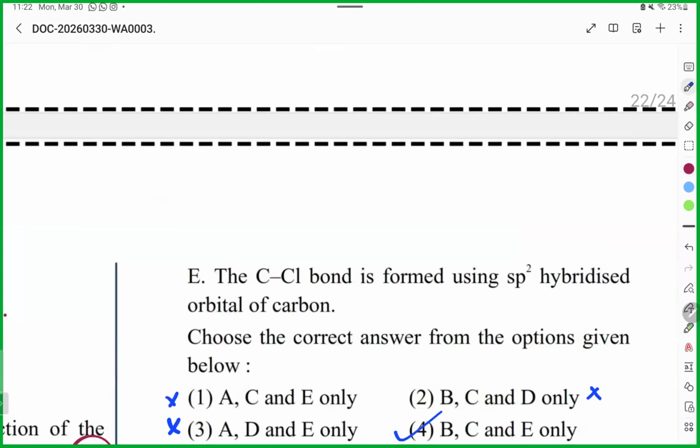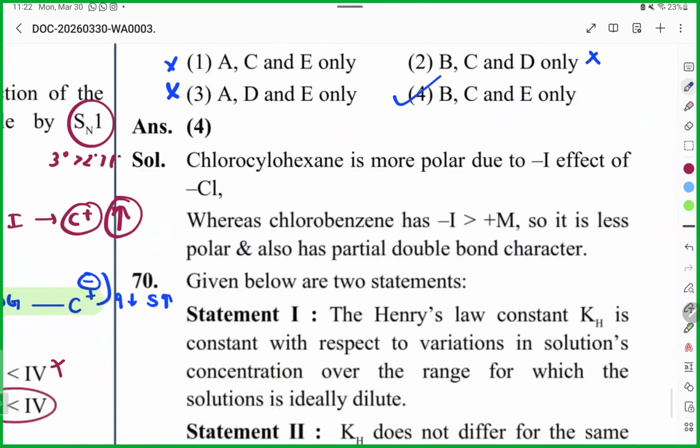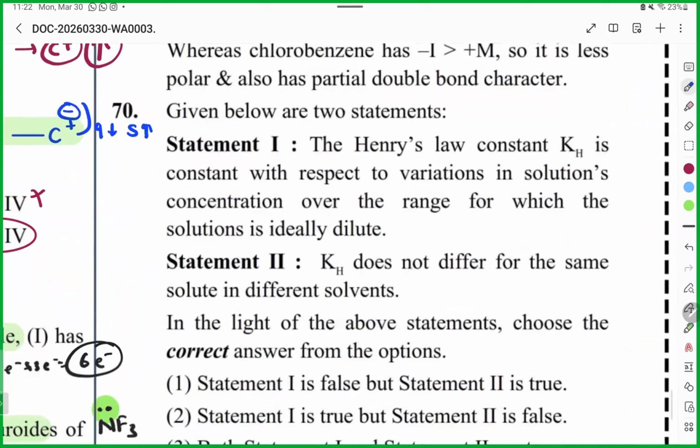Answer will be this, but still if you want to check this: C-Cl bond is formed by using sp2 hybridized carbon in case of benzene ring, correct? Because carbon is double bonded. Double bonded carbon is sp2. Correct? Yes, sir. Tell me, guys. No, I will ask after this because we already took a break in the last question.